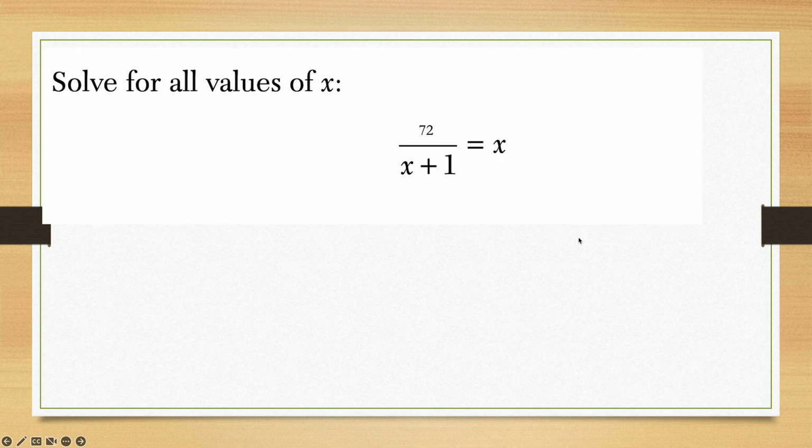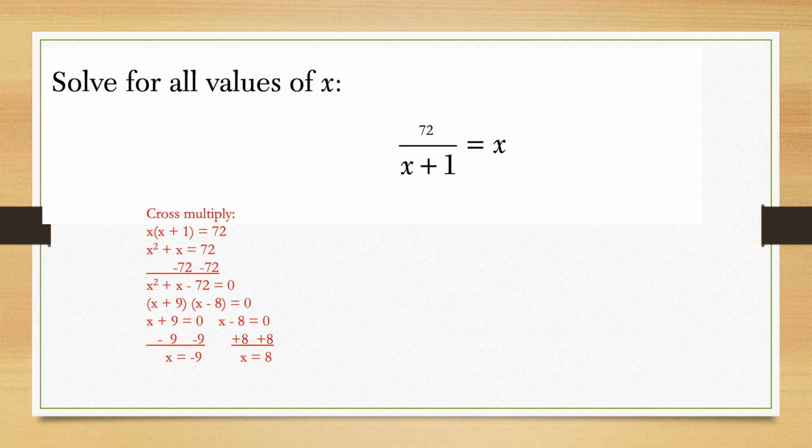Okay, go ahead. Solve for all values of x. Don't forget, stop and start. Okay, so x times x plus 1 is going to equal 72 after we cross multiply. Distributing the x, it's x squared plus x is 72. Subtracting to get it all on one side, x squared plus x minus 72 is equal to 0. Factor: x plus 9, x minus 8. Maybe it's the one on the left, maybe it's the one on the right. x is negative 9, x is 8.